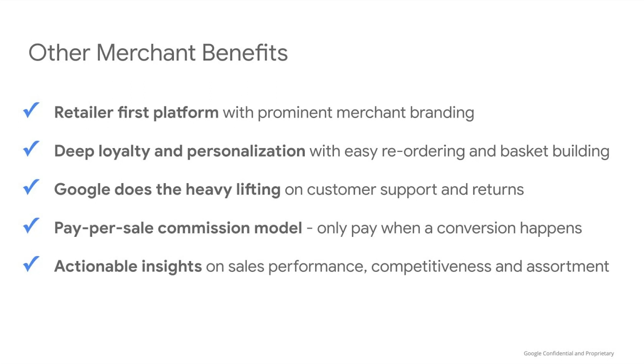This pay-per-sale model is basically a percentage of the transaction that Google will retain. That varies by category of product. And today our rates are between 6 and 12%, which we believe are competitive based on what we see across the market. And then finally, insights. We want to provide you with insights as well on how to do better with your performance on Google Shopping Actions, meaning on your performance, the competitiveness of your assortment, and your prices.